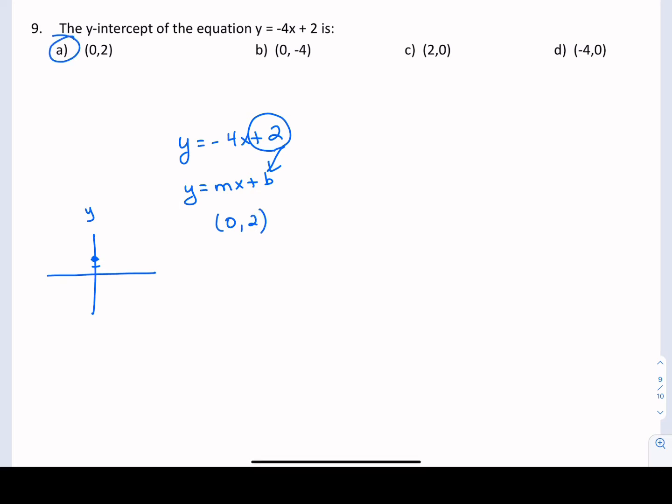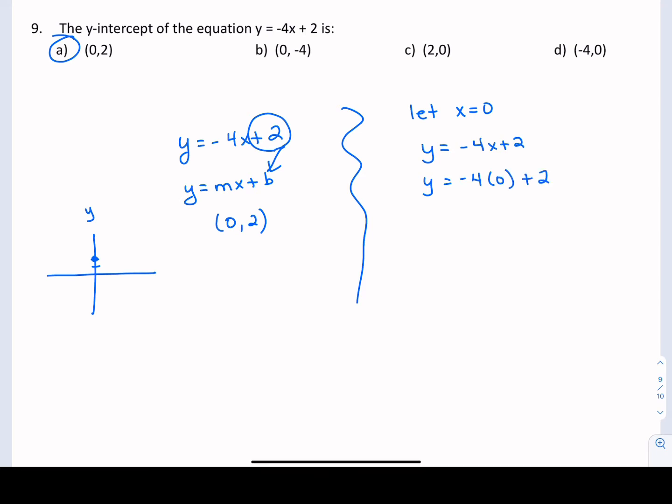I want to show you a second way to find the y-intercept, and this works no matter what type of equation you are given. What we know about every single y-intercept in the whole wide world is that if we let x equal 0, we know we're crossing that y-axis. So if I take that original function, y equals negative 4x plus 2, and I take that x out and replace it with a 0, we'll get negative 4 times 0 plus 2.